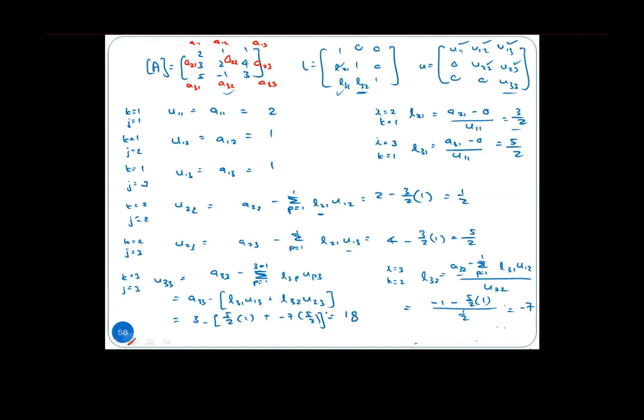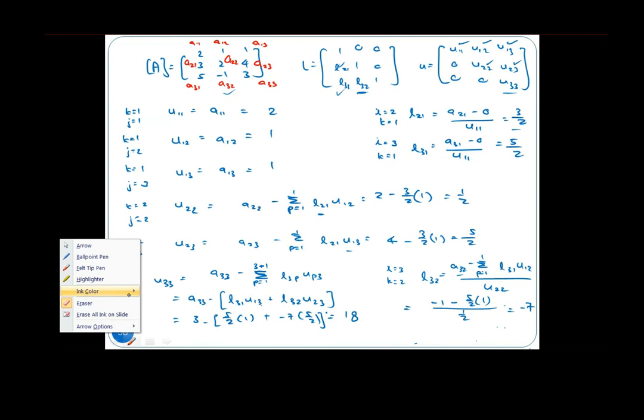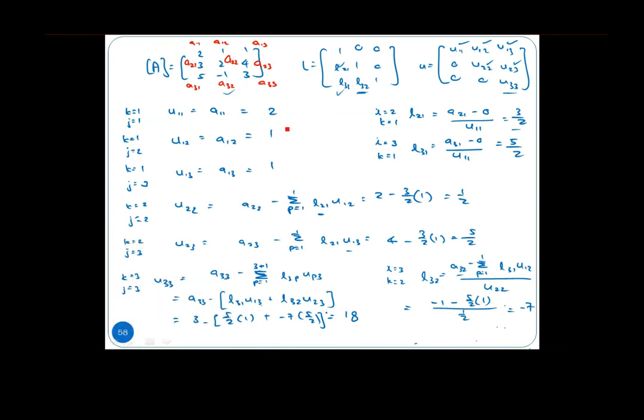So we end up with our L, we will just write it here. Our L here is equivalent to 1, 0, 0; 3 over 2, 1, 0; 5 over 2, negative 7, 1. Our U equals 2, 0, 0; 1, 1 over 2, 0; 1, 5 over 2, 18. So we decompose it into lower and upper triangular matrix.